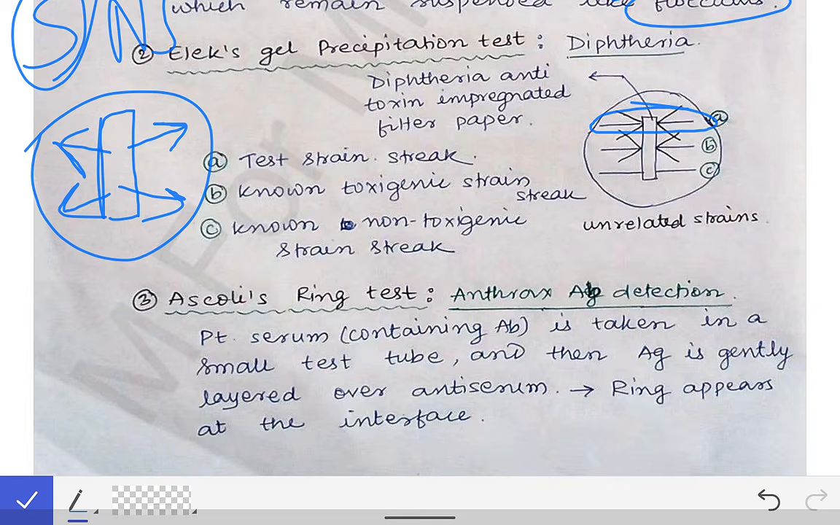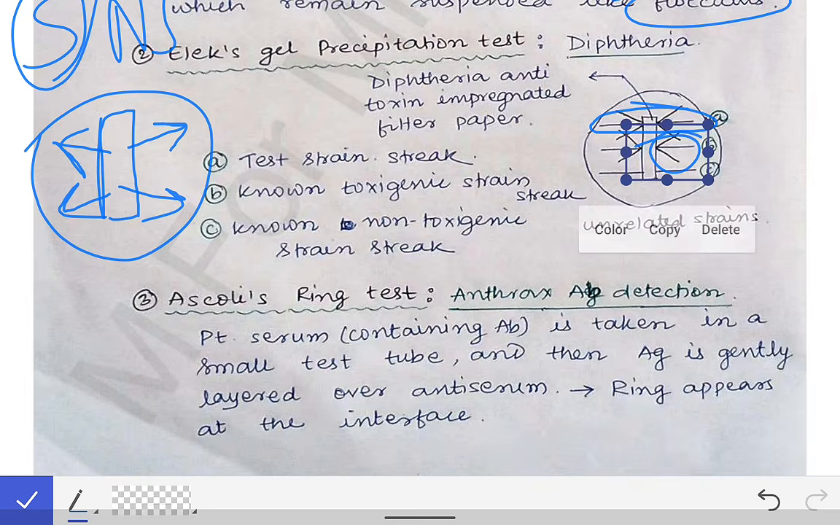Streak B is a toxigenic strain that is already known to us. So here we will see the precipitation lines surrounding the streak line B. So see here, we are seeing the lines surrounding the streak B, which are seen as the toxin and antitoxin react and a precipitation line is formed. So these are the precipitation lines surrounding the streak B.